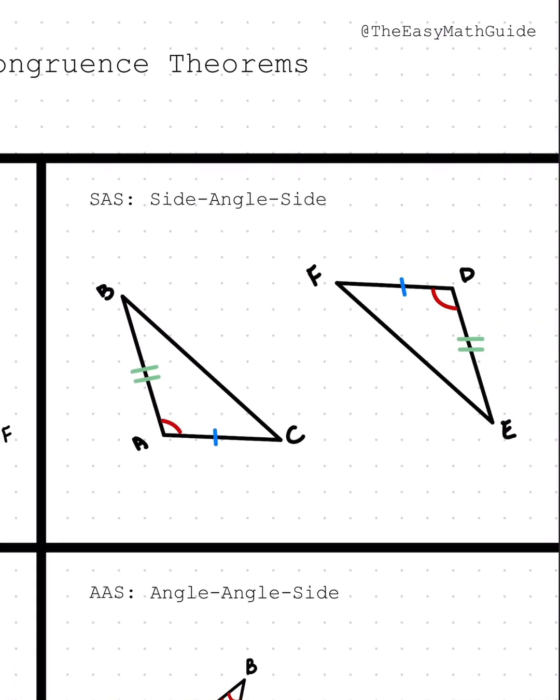Next up, we have SAS. This is your side-angle-side theorem, and this one actually works. So we've got 2 pairs of matching legs, and we've got this matching included angle right here.